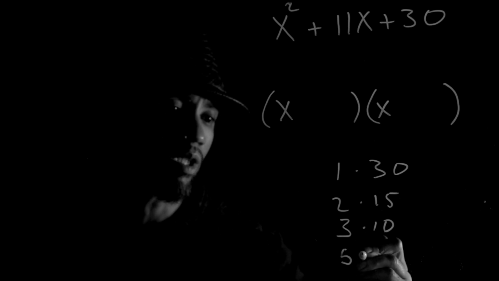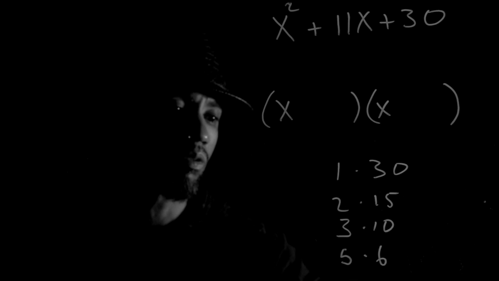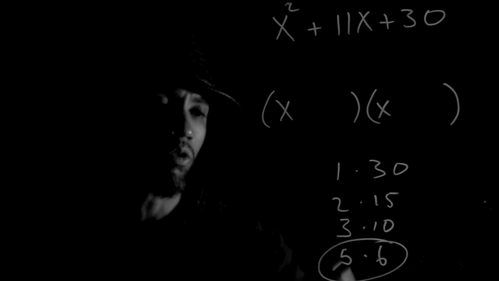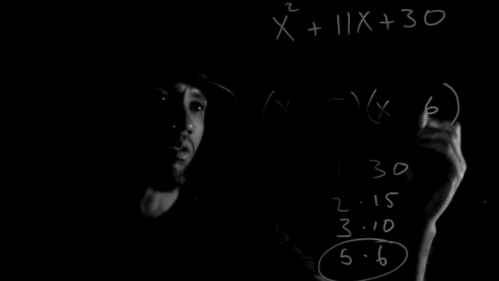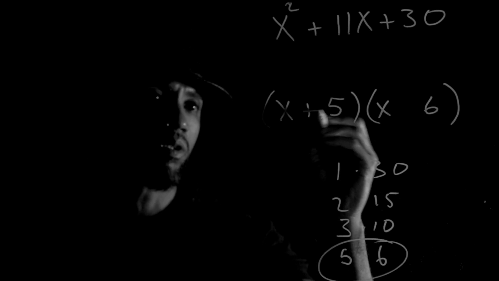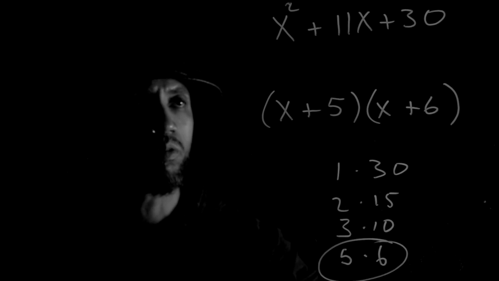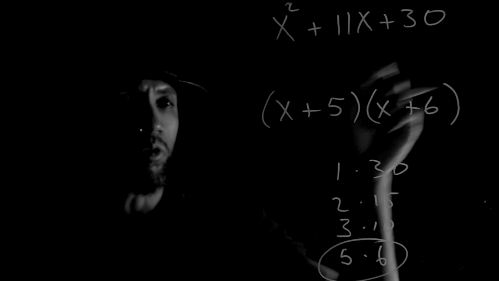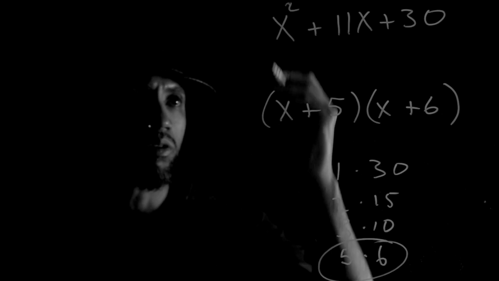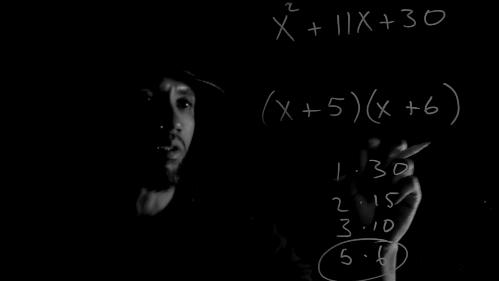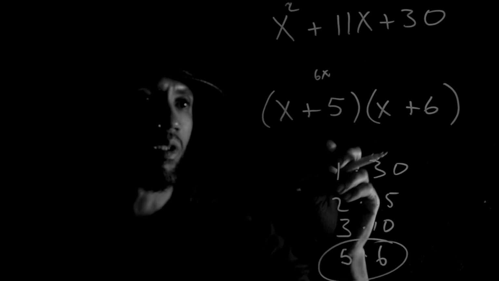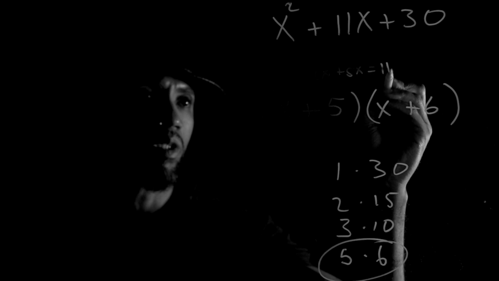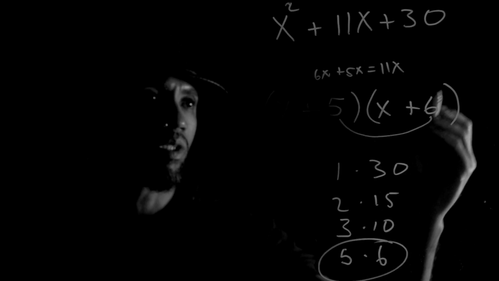So 5 times something to make 30, times 6. Okay, 5 times 6 makes 30. 5 plus 6 makes 11. Great. 5 and 6. It's plus and plus. That makes it really easy. And so let's make sure that when we do FOIL, we do get this polynomial here. x times x is x squared. x and 6, when you multiply, you do get 6x. 5 and x, when you multiply, you get 5x, which does equal 11x. And over here, you do get 30 as well.